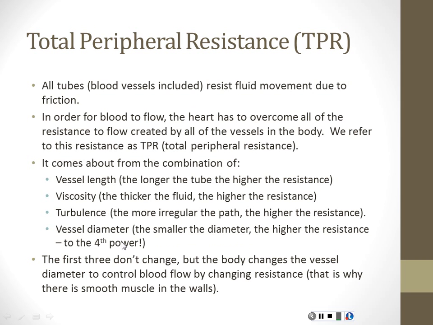And the body uses this physics relationship to control blood flow. So the top three don't change. Vessel diameter, this is why arteries have muscle in their walls, is to change their diameter. As they change their diameter, they change the resistance of blood flowing through them, and therefore the body can direct blood to one place or another, right? So when you're vigorously exercising, the arteries going to your intestine and stomach get much smaller. The resistance goes up, so less blood flows to those places. More blood flows out to your skeletal muscles because those vessels get larger, okay?